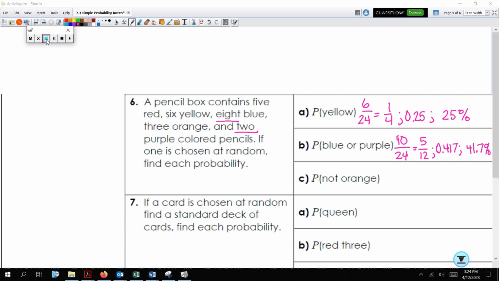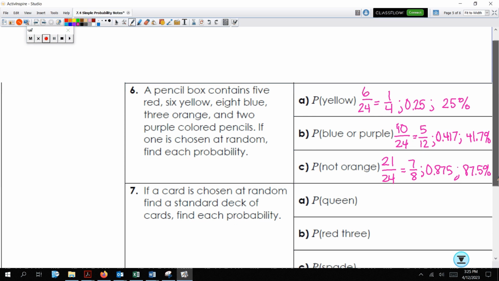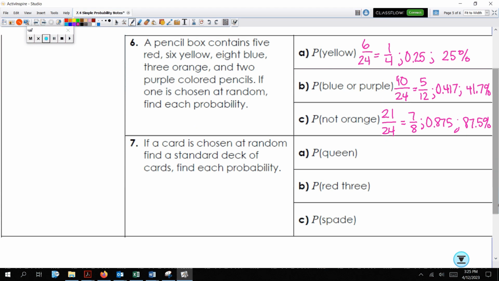All right, probability of not orange. So we have to exclude orange. It's like the opposite, okay? So if there's 24 total colored pencils and 3 of them are orange, 24 minus 3 is 21. So 21 out of 24 is the probability of me not getting that. And if we simplify that, that gives us 7/8. And 7/8 as a decimal is 0.875. Multiply that times 100. 87.5%. All right, that's that one.